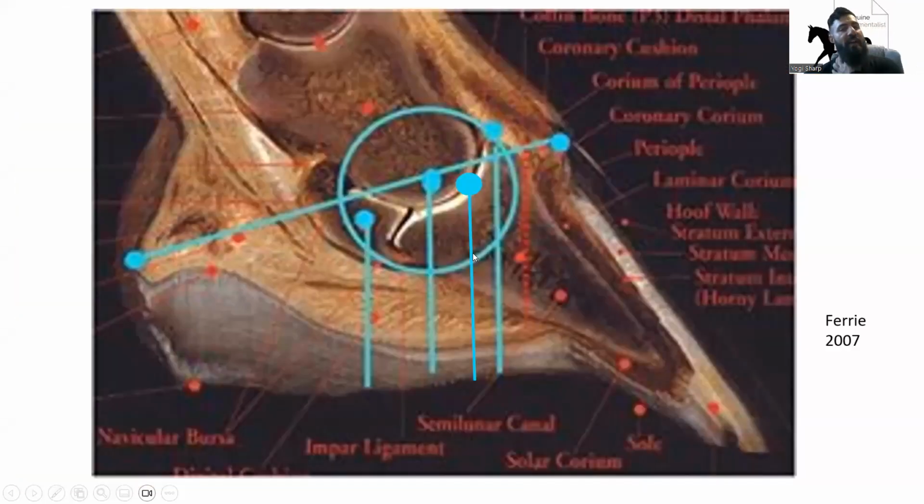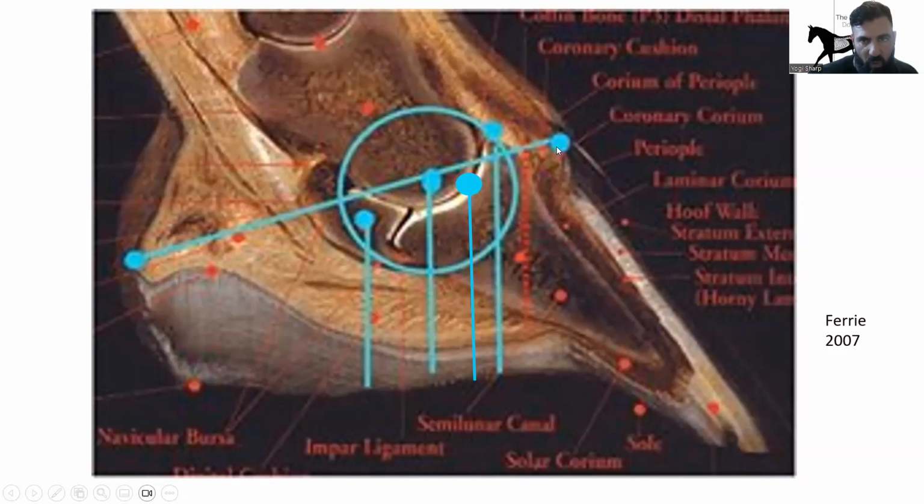So this is Jim Ferry's study. He showed that if you take the hairline and put it into three sections, into thirds, the intersection between the first and second third is where your center of rotation is. Okay. And then he also talked about this circle here, where the front of the circle will tell you where your extensor process is. The back of the circle tells you where your navicular bone is. Okay. And this point here is something that I've added, which is the point of balance. We'll talk about that later.